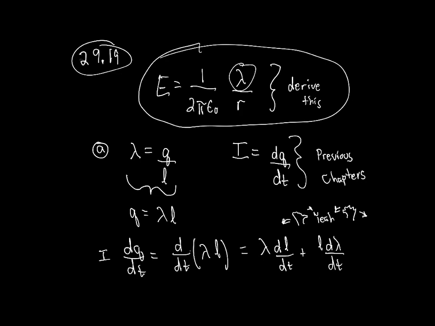Deformed jazz hands, but jazz hands. We can simplify this. Lambda is the line charge. Lambda is line charge spread out evenly. Lambda does not change. So what's d lambda dt if lambda does not change?